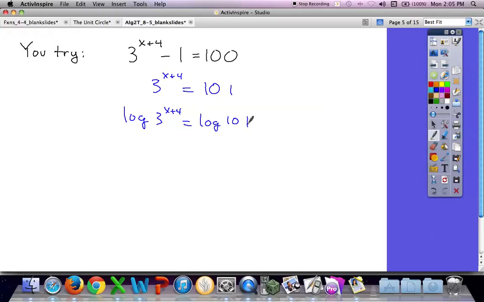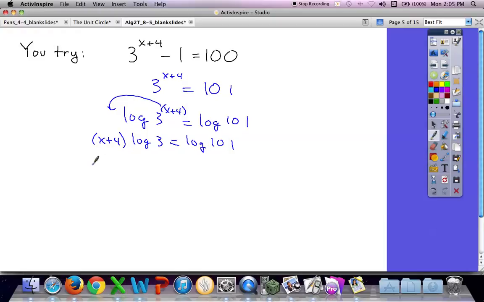Use the power property to take this exponent and move it to the front. So now we've got x plus 4, and it really should be in parentheses, right? Times log 3 equals log 101. If it's not in parentheses, then what you're saying is x plus 4 log 3, but it's not x times log 3, right? It needs to be both. That needs to be in parentheses.